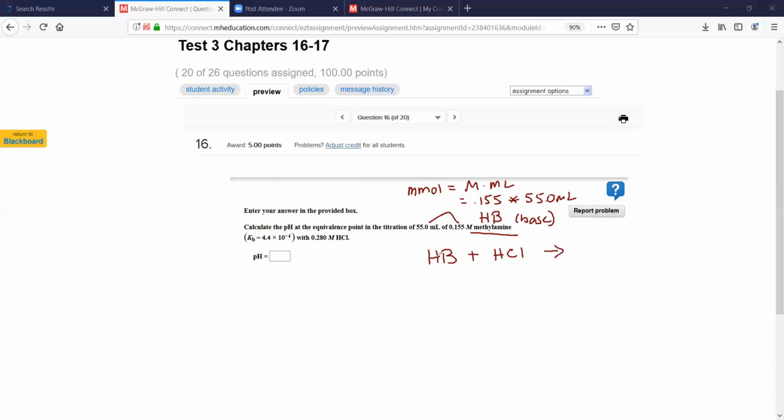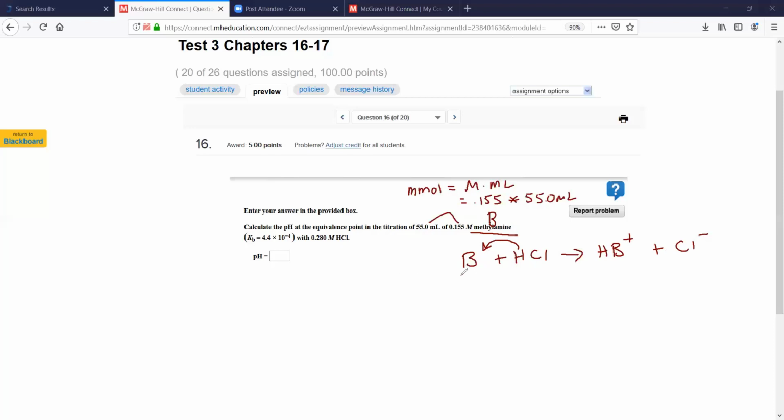If this is acting as a base, B for base, my base reacts with HCl. If this is acting as a base, what is it going to do? Is it going to accept a hydrogen or donate a hydrogen? It's going to take a hydrogen. So I'm going to be left with HB, which has a positive charge, and then the chloride ion, which is just basically a spectator, so we can pretty much ignore that.